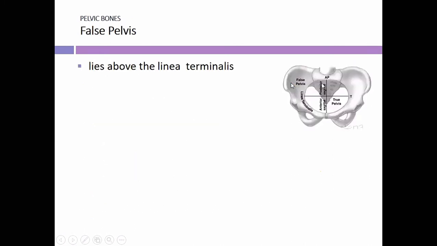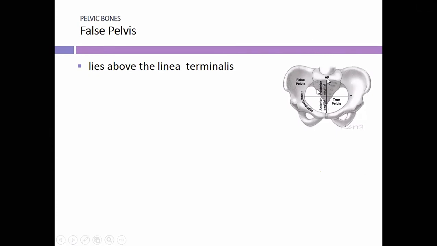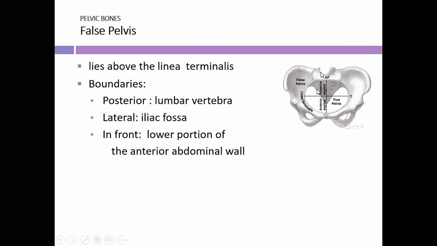Now, the pelvis is further divided into a true and a false pelvis. So, what is obstetrically important is the true pelvis. The false pelvis is above the true pelvis, which is the linea terminalis, the structures above this. So, above this is called the false pelvis, which is bounded posteriorly by the lumbar vertebrae, laterally by the iliac fossa, and anteriorly by the abdominal wall. That is the false pelvis.